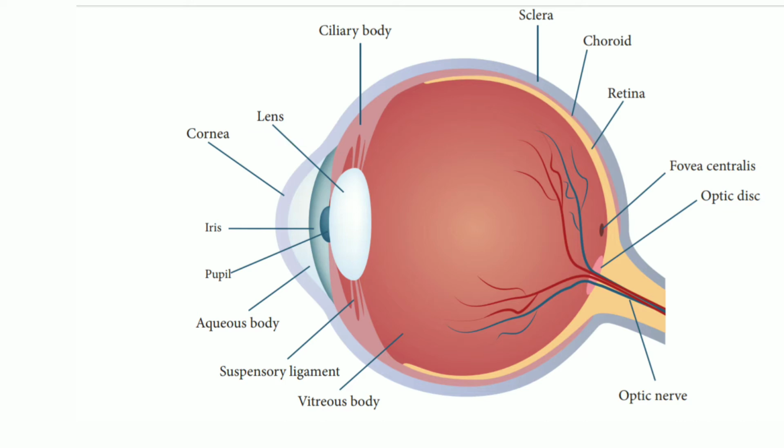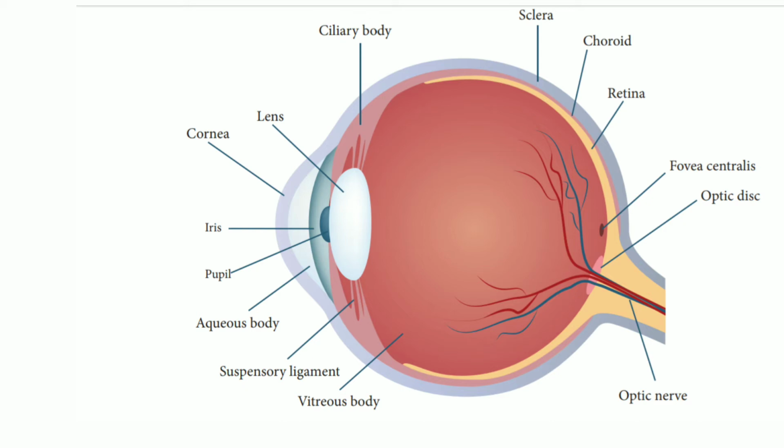Next one, ciliary muscles. The eye lens is fixed between the ciliary muscles. They help to change the focal length of the eye lens according to the position of the object. And the last one, retina. This is the back surface of the eye on which a real and inverted image of the object is formed.